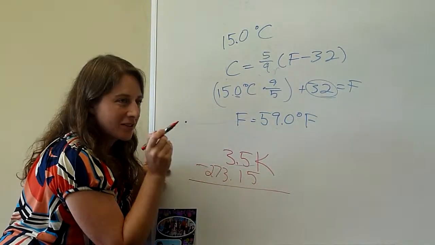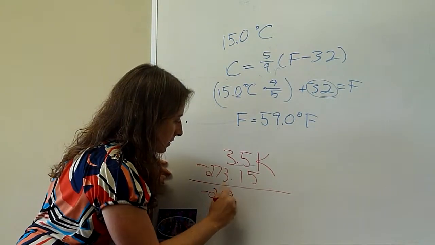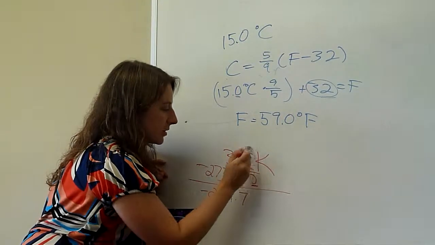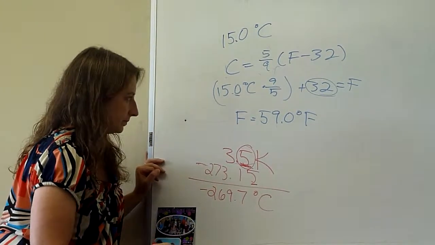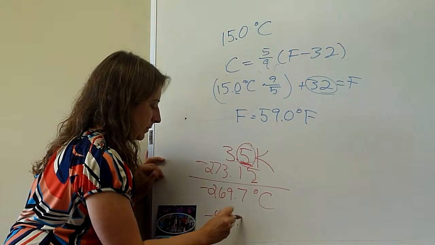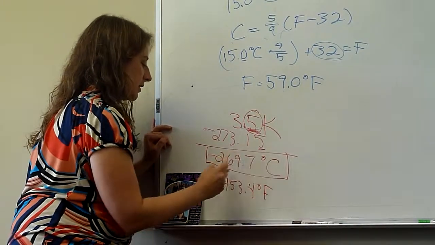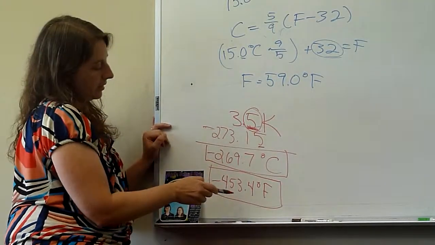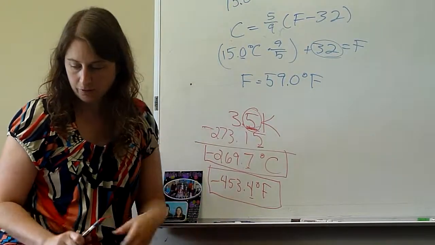So, what did you say was for Celsius? It's negative 269.7. And notice you rounded to the tenths place because 3.5 is significant to the tenths, so you have to round to the tenths. And how about Fahrenheit? Negative 453.4. Okay, so for Celsius, you just subtract 273.15. For Fahrenheit, you're always going to have the same place of significance when you convert, so that's right.